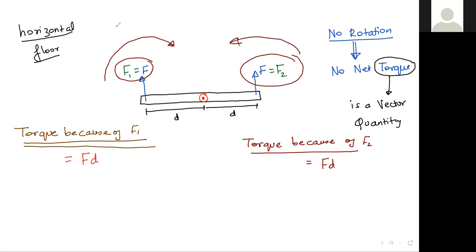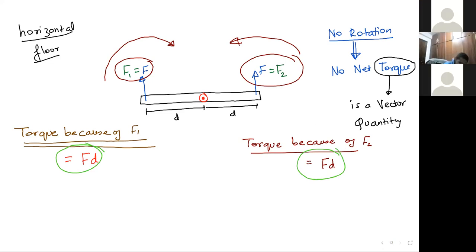And don't you see they both have the same torque? This one and this one, right? So same torque, but opposite direction. Don't you think they will cancel each other? So what will be the net torque? The net torque will be 0, correct? And that's why your body doesn't rotate.